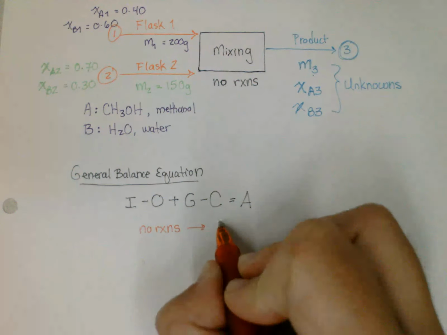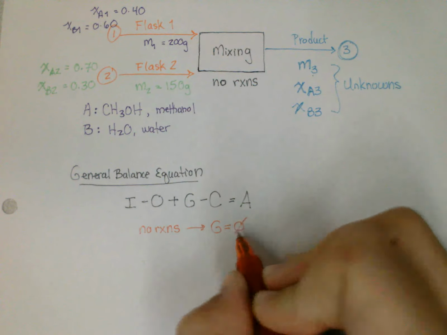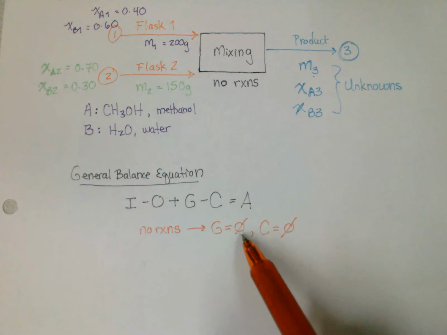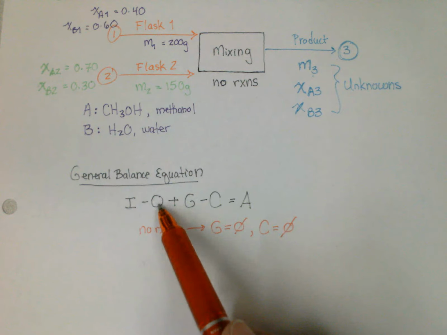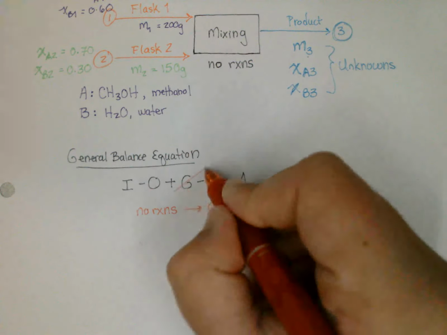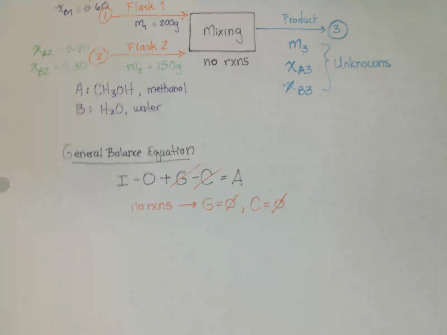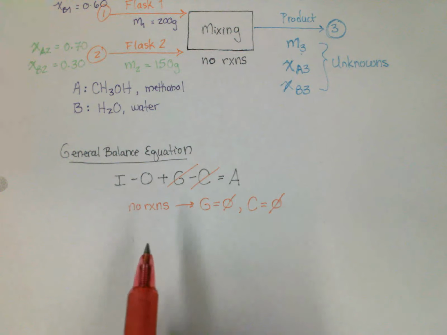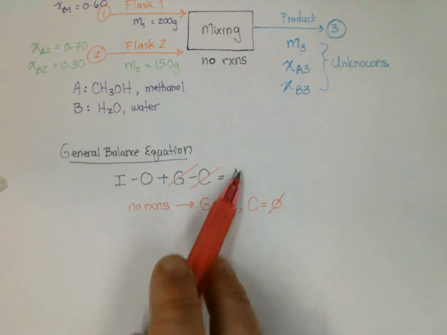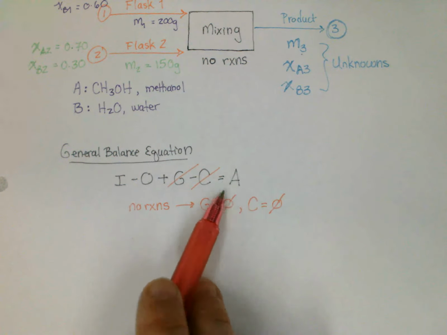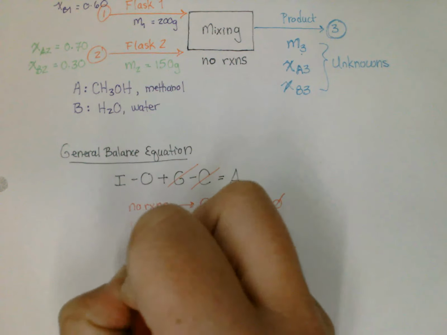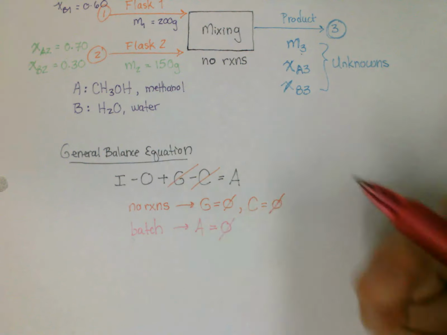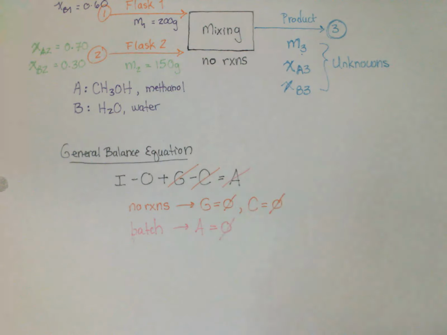Well, generation has to be equal to 0, and consumption must be equal to 0. You'll see me do 0 with a line through it so you don't confuse it with O's in this class, right? So we can cancel generation, cancel consumption. We also know, because it's a batch system, accumulation in a batch system is equal to 0, which means we can cancel this term.